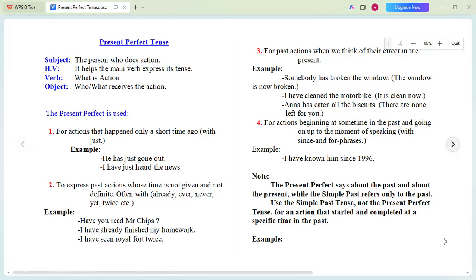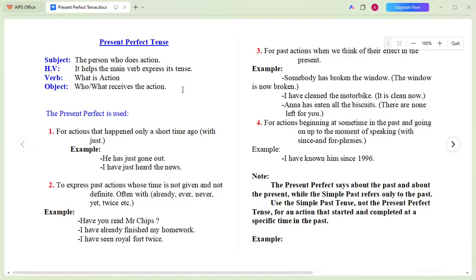Next is helping verb. It helps the main verb to express its tense. Such as in present indefinite tense, in affirmative, it is not used. But in present perfect tense, it would be used. So you should know, what is its purpose? It helps the main verb to express its tense. Next is verb. Verb is what is action in the sentence. Like he goes to school. So goes is an action. Okay. He eats. So eats, we are saying this is action.